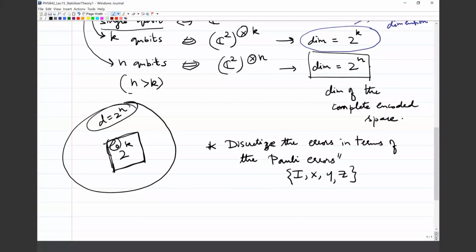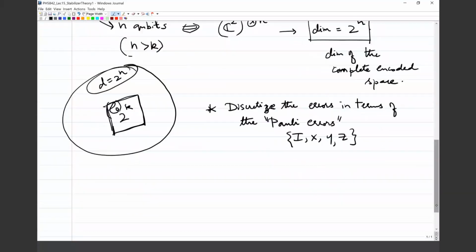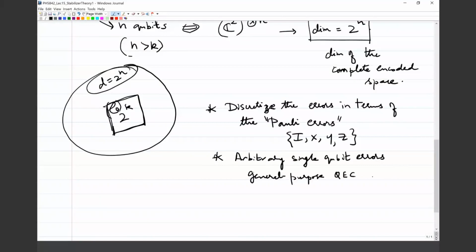So when I'm talking about errors on how many qubits, it's understood that one is actually talking about arbitrary single qubit errors. One is not talking about a particular noise model. This whole NKD code that one is talking about is what is called a general purpose quantum error correction code, because it's going to correct for arbitrary single qubit errors via this discretization.